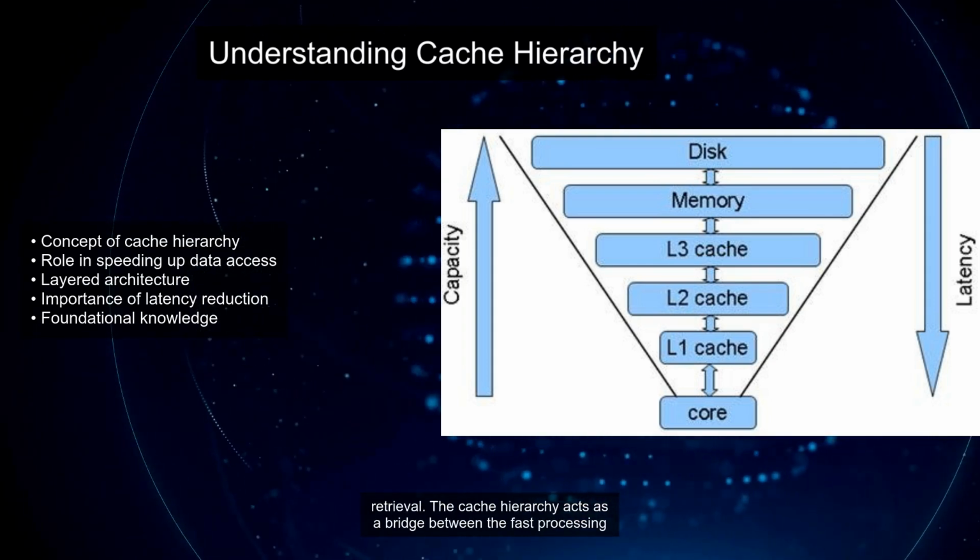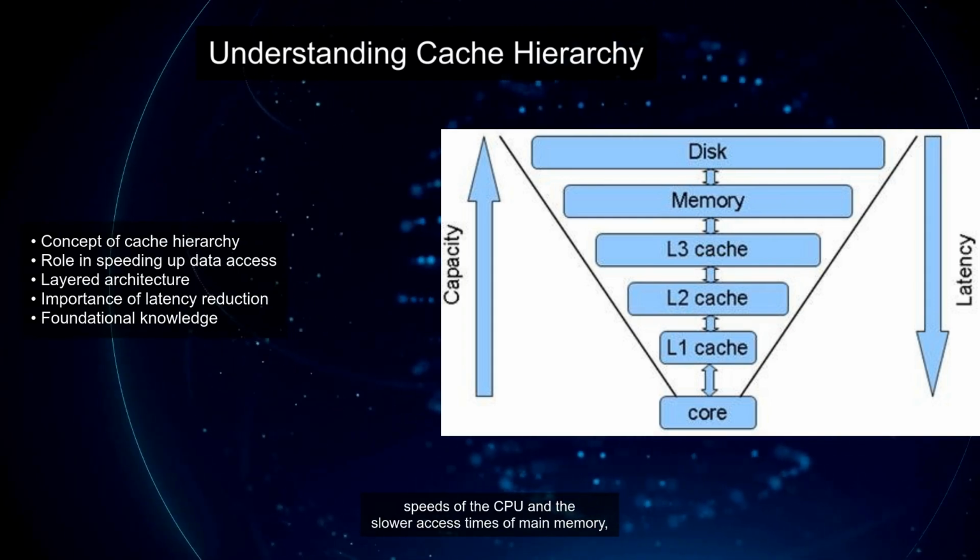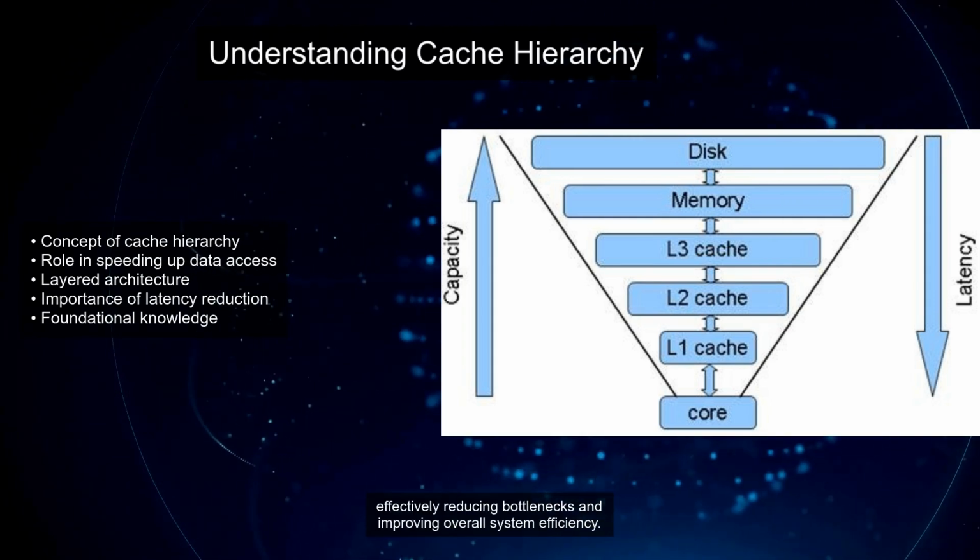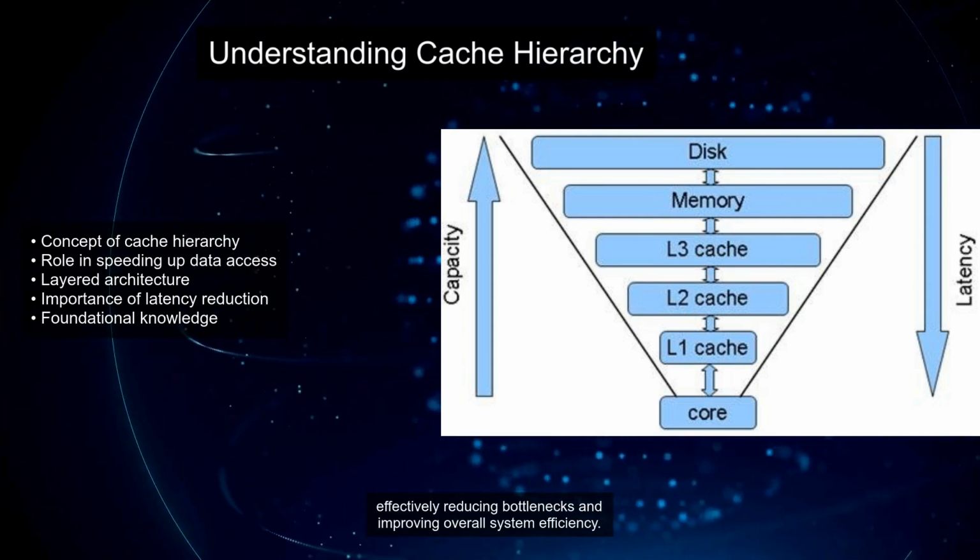The cache hierarchy acts as a bridge between the fast processing speeds of the CPU and the slower access times of main memory, effectively reducing bottlenecks and improving overall system efficiency.